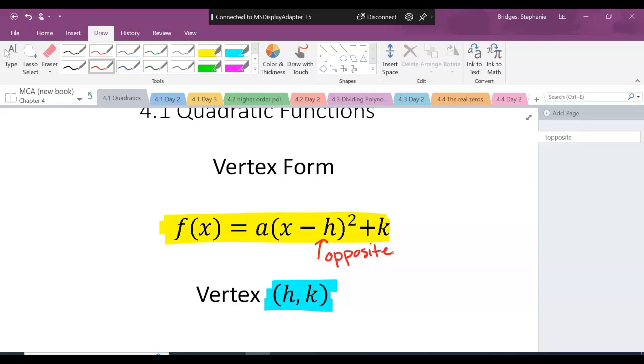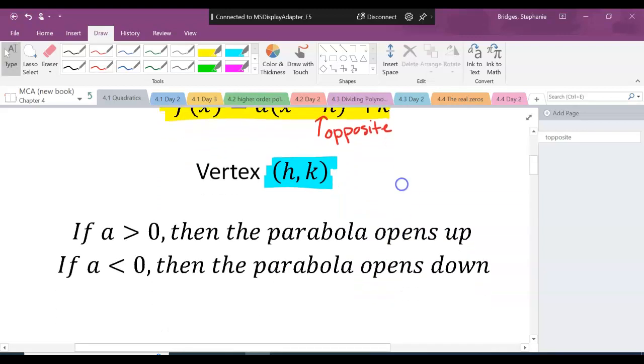Does anybody know what the vertex of your parabola is? It's the point in the middle. It's either the highest point or the lowest point. You'll have matching pieces on either side. It's symmetric on that vertex. You have an axis of symmetry that goes through there.